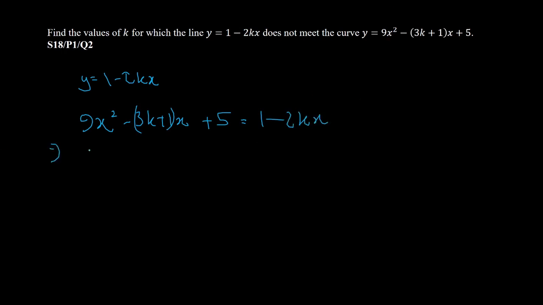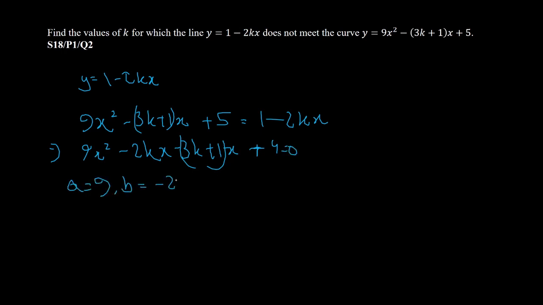So we can write this thing as 9x square minus 2kx minus 3k plus 1 times x plus 5 minus 1 is 4, and therefore we have a equals 9, b equals minus 2k minus 3k minus 1, c equals 4, and then we can actually use b square minus 4ac less than 0, because it does not meet the curve, so it means complex roots. So we have this is going to be minus 5k plus minus 1.